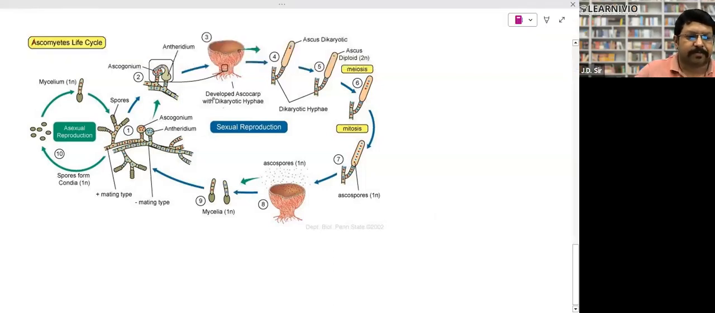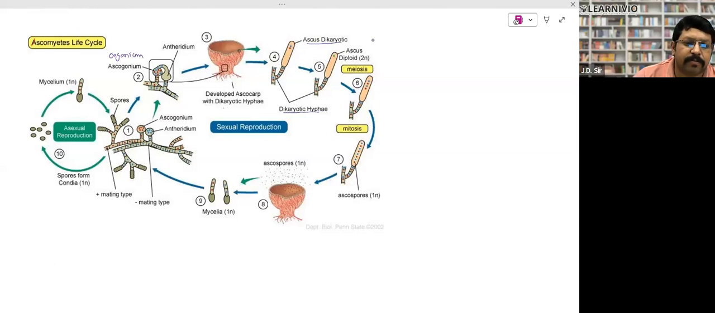Now here, look. There is an antheridium and an ascogonium, the oogonium, right? So the antheridium and oogonium both fuse. After the fusion of antheridium and oogonium, formation of a dikaryotic hypha takes place. Is it clear? There is one red color nucleus, and another green color. So there are two different nuclei. Both of the nuclei fuse, right? This is the dikaryotic hypha.